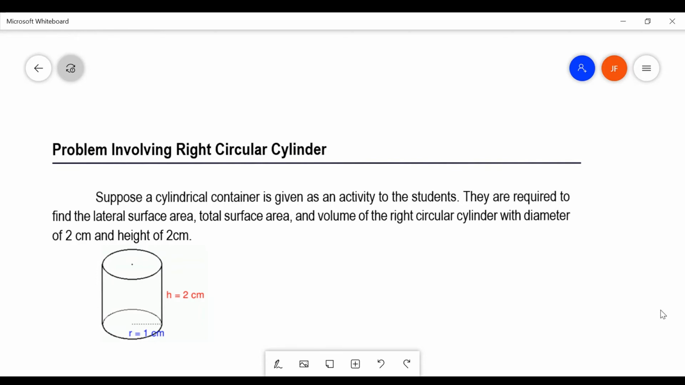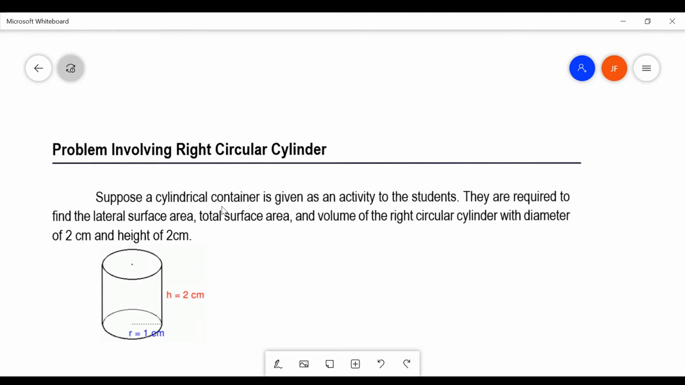In the previous lesson, we discussed the cylinder and the formulas used in solving problems involving a cylinder. At this point in time, we are going to solve a particular problem involving a right circular cylinder.